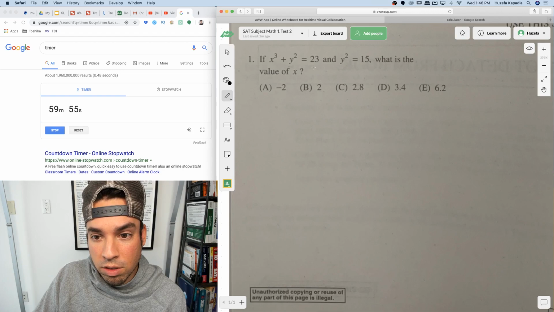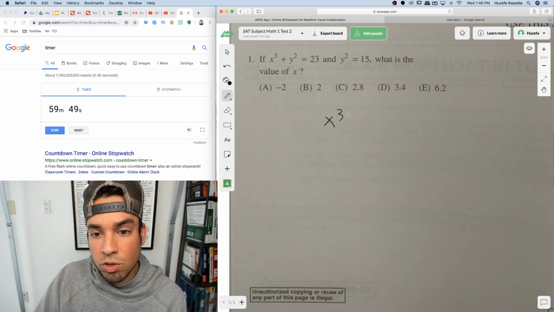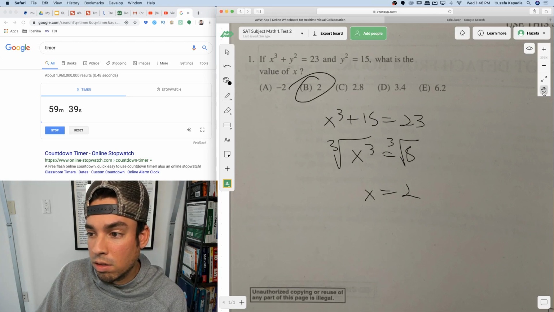What is the value of x? So let's plug in 15 for x squared. We've got x cubed plus 15 equals 23. Subtract 15 from both sides. x cubed equals 8. Cube root, x of course equals 2. Next.